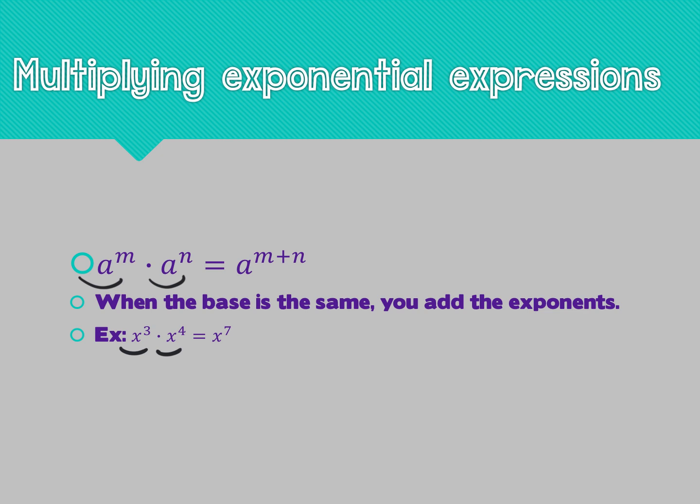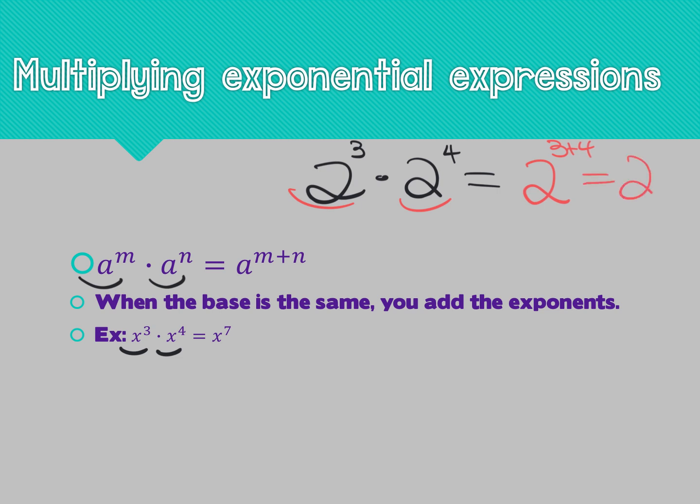Let's say we have a base that's a number. Let's say we're going to multiply 2 to the 3rd times 2 to the 4th. So notice both of the bases are the same. They're both 2's. So you leave the base. You never multiply those bases. And then we're just going to take the two exponents and add them. And it becomes 2 to the 7th.